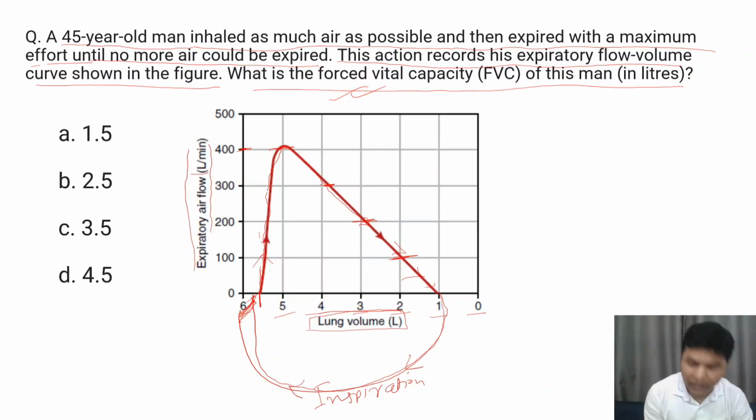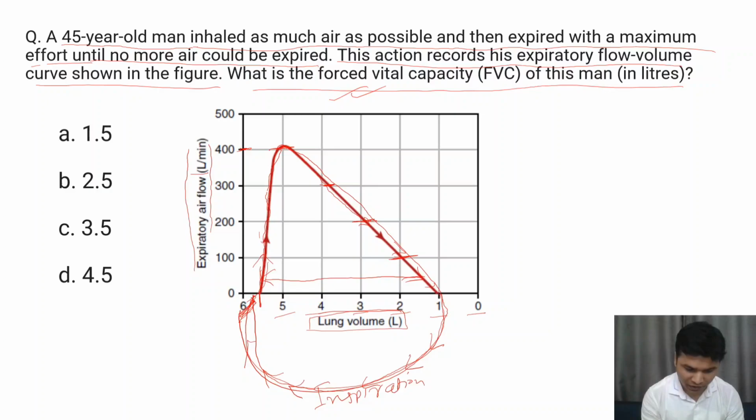If you want to repeat the test, you just ask the subject to inspire again and then expire again. So he will expire like this. Okay, so the graph will look like this. You will develop a graph. So this is inspiration and this is expiration. Okay, no confusion about that. So here, forced vital capacity is clearly from this point to this point.